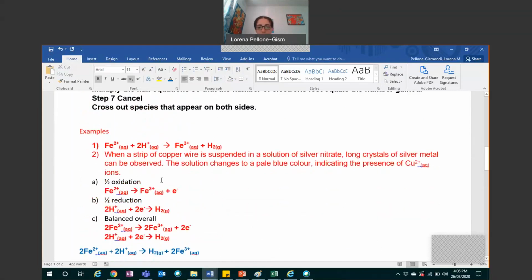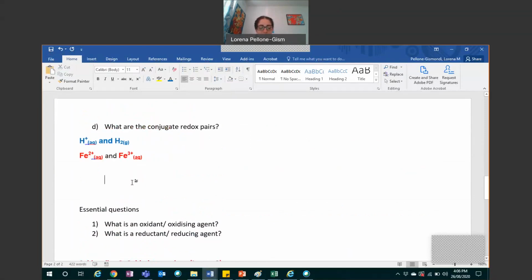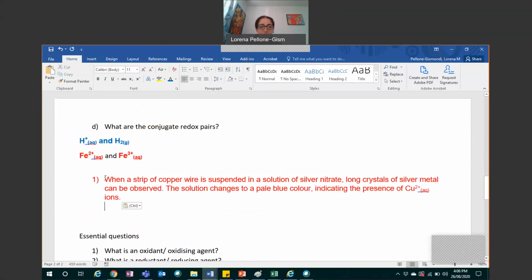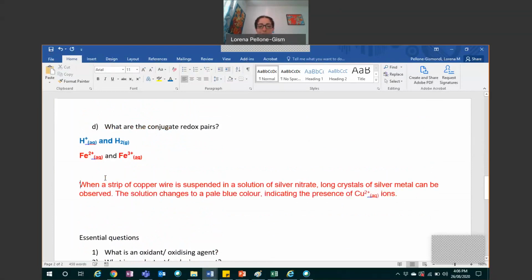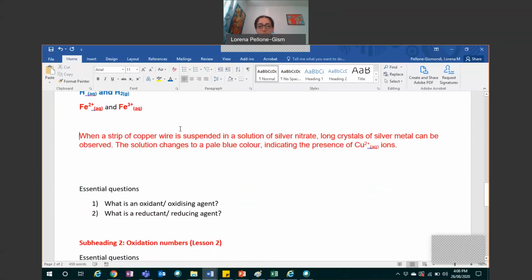Okay. And let's do the second equation now. The second example, I'll just paste it here so I can see it. When a strip of copper wire is suspended in solution of silver nitrate, long crystals of silver metal can be observed. So that tells me that silver nitrate is AgNO3. You have to know what that is. It is suspended in a solution, copper wire. Copper wire is copper solid.